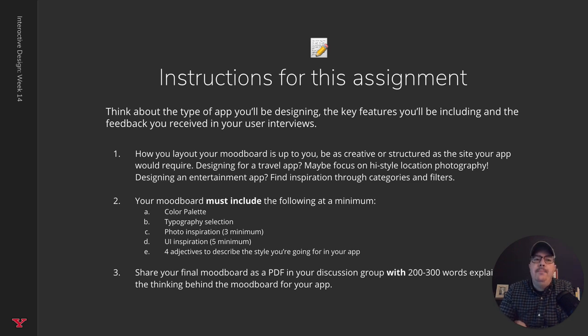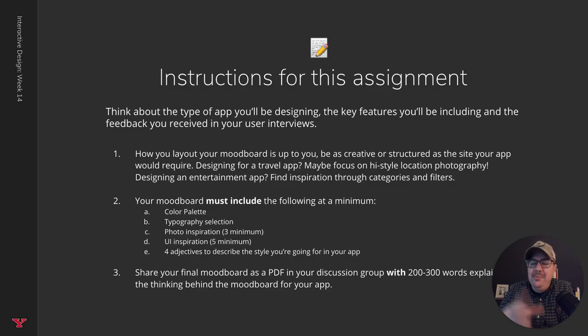As far as the instructions go, how you lay out your mood board, as you know, is up to you. You can be as creative or structured depending on the brand that you're trying to create for your application. If you're designing for a travel app, perhaps it's very photography, high-styled location photography. If you're designing for entertainment, maybe it's more that immersive experience where you need to focus on categories and filters and things like that. So your mood board at a minimum needs to include your color palette, your typography selection, photo inspirations, 3 minimum UI inspirations.